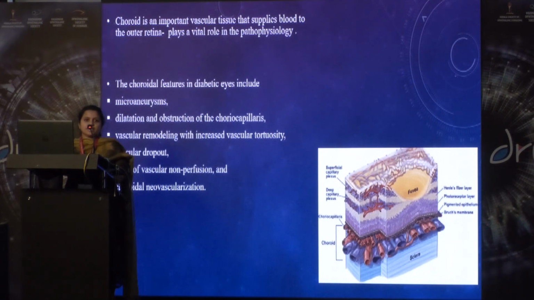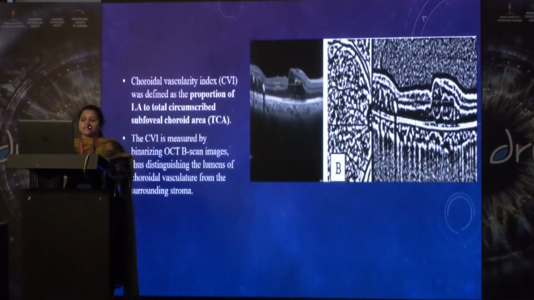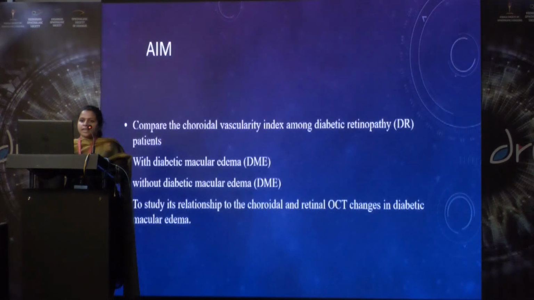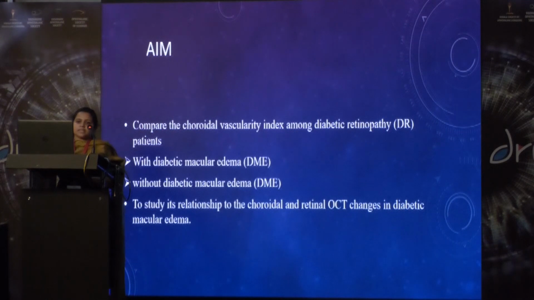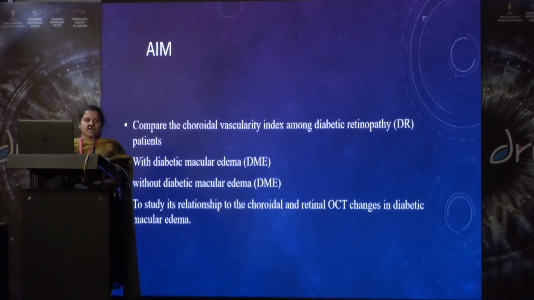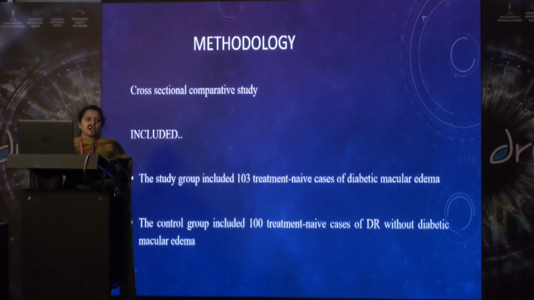Previous studies have already demonstrated various changes in the choroid, and choroidal vascularity index is now being introduced as a novel marker of choroidal health. It is the proportion of luminal choroidal area to the total choroidal area. The aim of our study was to compare the choroidal vascularity index among diabetic retinopathy patients with and without diabetic macular edema, and also to find the influence of choroidal vascularity index on various retinal and choroidal OCT biomarkers in diabetic macular edema.